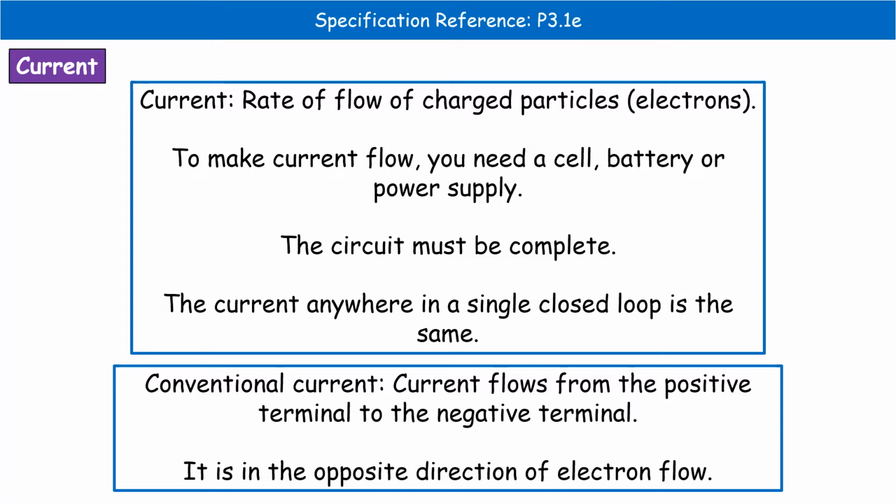We may also see a question about conventional current. In conventional current, the current flows from the positive terminal to the negative terminal. Now, that is the opposite direction to the way that the electrons actually move. So conventional current is from positive to negative, and that's the opposite direction to the way the electrons move.